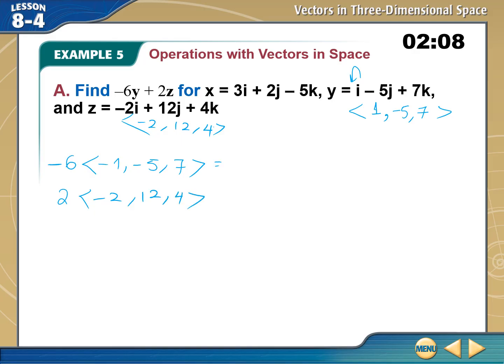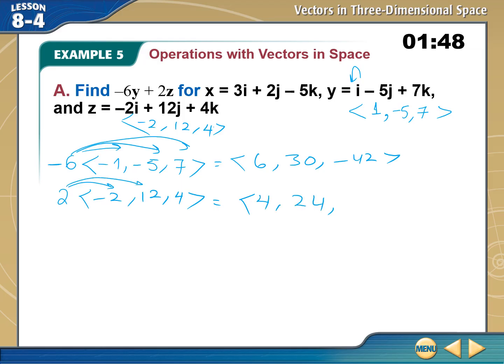Okay, open the brackets. Negative 6 times negative 1 is 6. Negative 6 times 5 is negative 30. And negative 6 times 7, negative 42. Here, 2 times negative 2 is negative 4. 2 times 12 is 24. And 2 times 4 is 8.